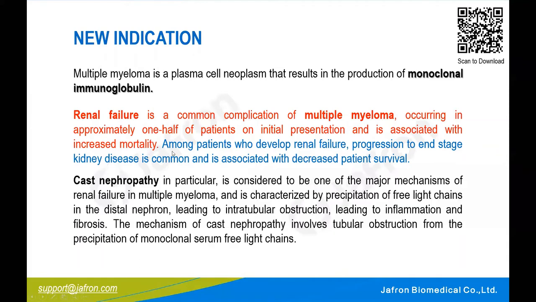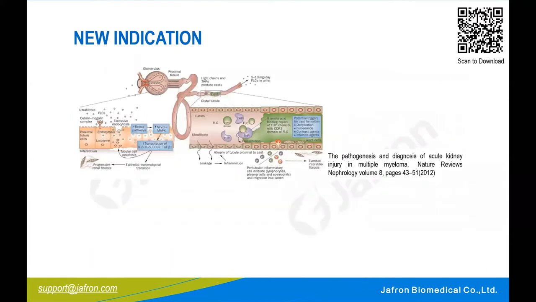So cast nephropathy is considered to be one of the major mechanisms of renal failure in multiple myeloma. In one publication, they reviewed the pathogenesis and diagnosis of acute kidney injury, or acute kidney failure, in multiple myeloma.